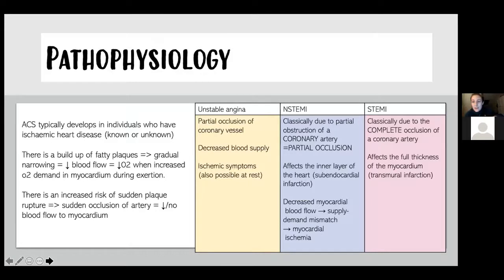And then your STEMI is a complete occlusion. So you have the complete full thickness myocardial ischemia. I've got a diagram on the next slide, and I've put a little bit of notes there about the plaques. It's stuff we all covered in second year, so I'm not going to go into too much detail because this session could go on and on, but as I said, slides are available afterwards if you'd like them.